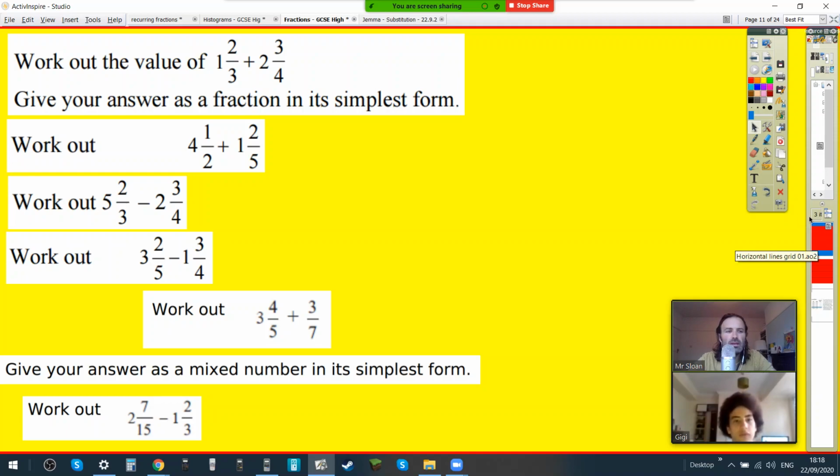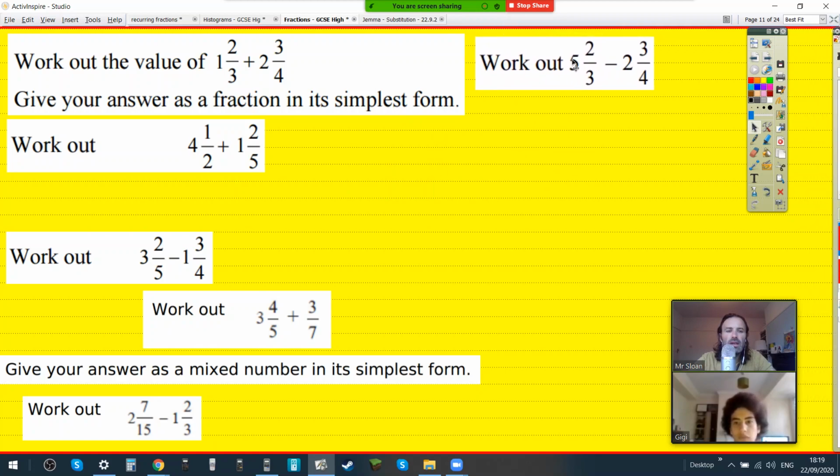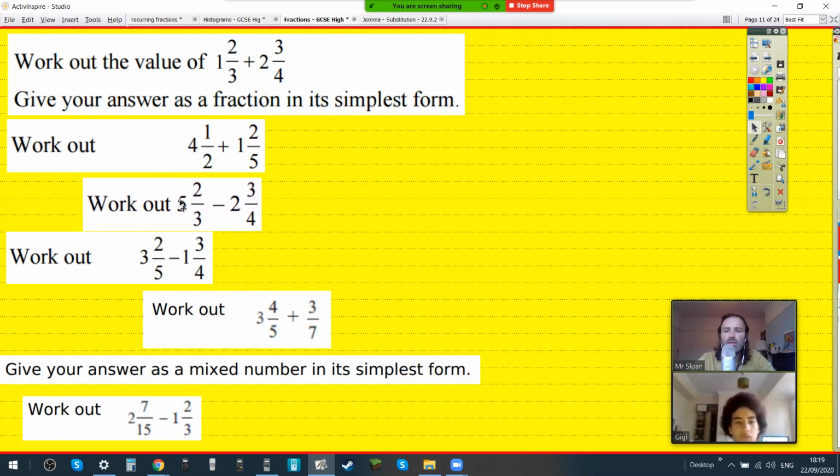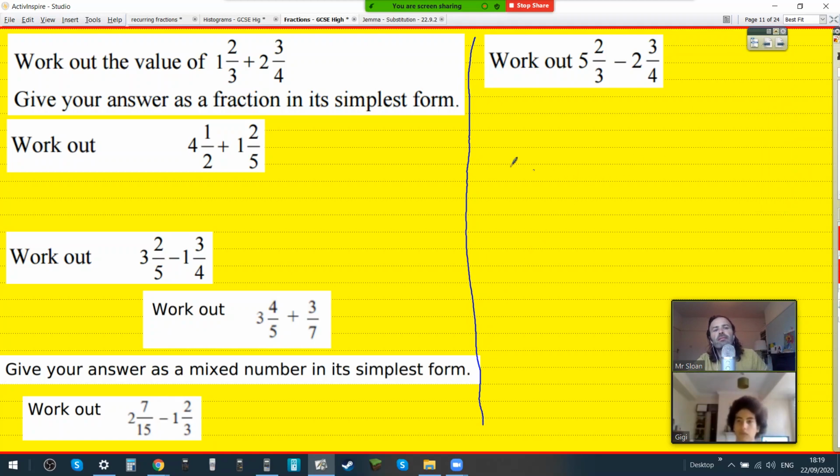And let's try this one. Looks like the most challenging one. Let's try this one, and it's a subtracting one as well. All right. 17 over 3 minus 11 over 4.